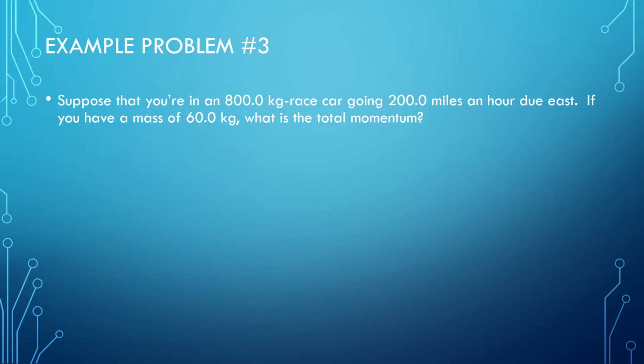Example number 3. Suppose that you're in an 80 kilogram race car going 200 miles an hour due east. If you have a mass of 60, what is the total momentum? For this, you have 2 masses. Just keep in mind, I'm asking for the total momentum. So all you need to do is add the masses together, and from there, you can get your momentum. So my total mass is 800 plus 60, so 860 kilograms.